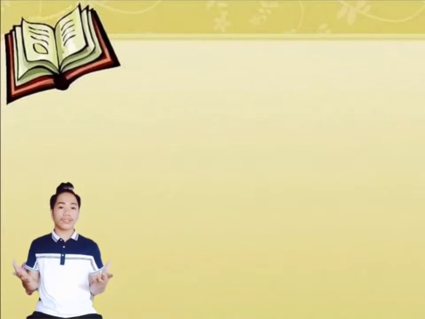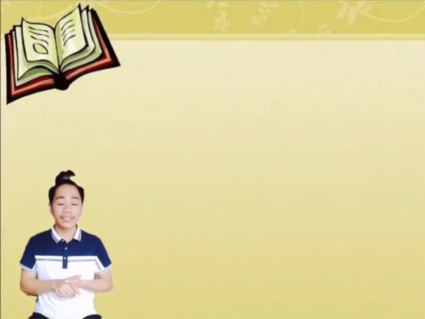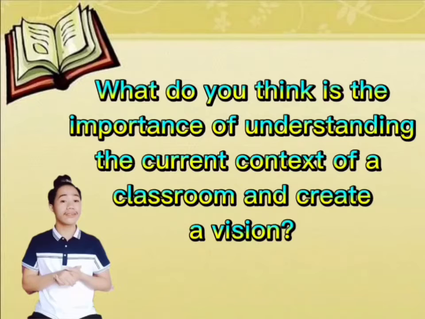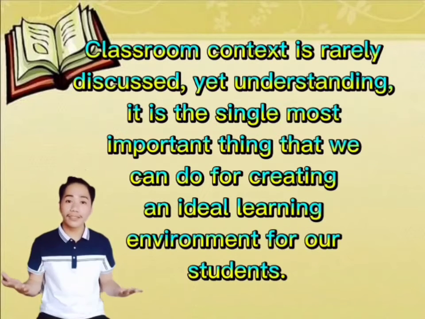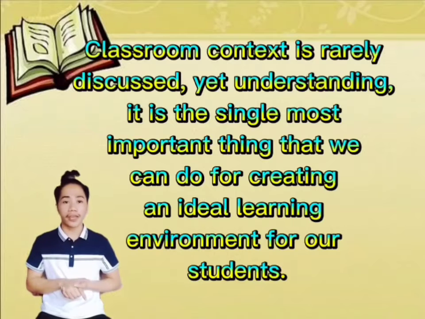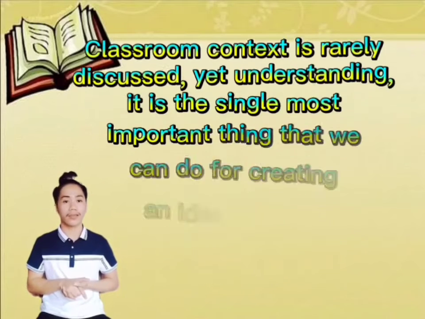But before we proceed to our proper discussion, let me ask you first what you think is the importance of understanding the current context of a classroom and creating a vision. Classroom context is rarely discussed and yet understanding it is the single most important thing that we can do for creating an ideal learning environment for our students. It is important to address the problems of the students inside the classroom and to make sure that all learners will learn and no one is left behind.